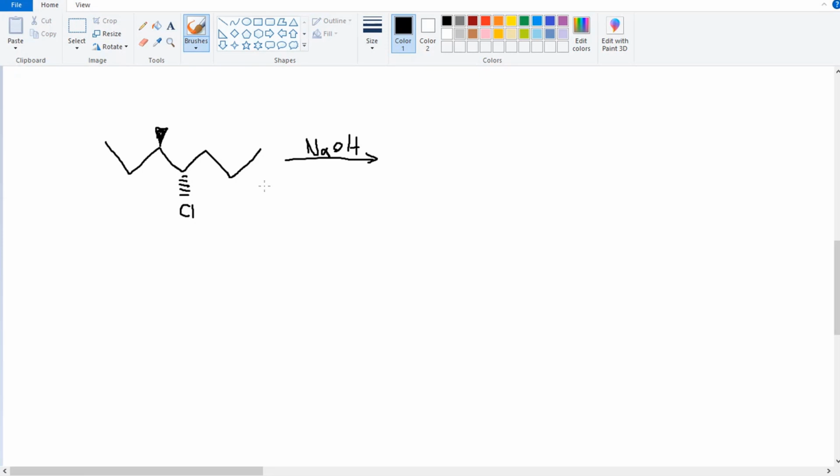It has to be a weak base and a weak nucleophile. Exactly, and it helps if it's tertiary, but it can actually happen in secondary.